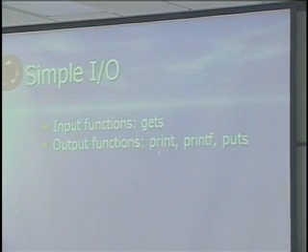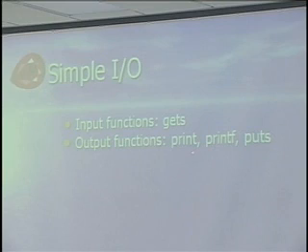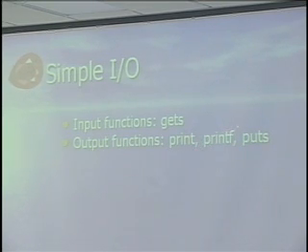For simple I/O, we have getAs, which will get a string. You've already seen the print. Printf is, of course, similar to C. It's the formatted print. PutAs is putting out the string.